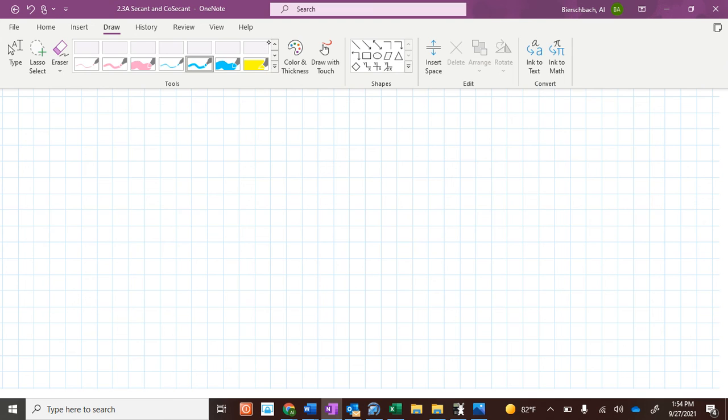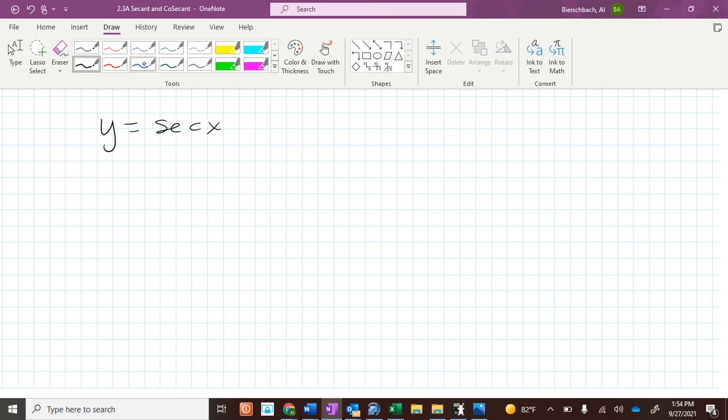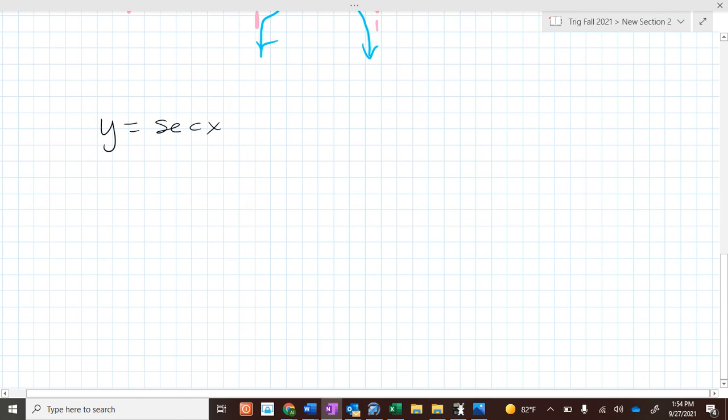Now, let's look at the very basics of what does y equals secant of x look like? Well, what would you draw? What function would you draw if you're graphing secant? Cosine. Y equals cosine of x.